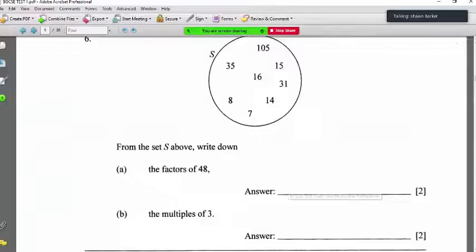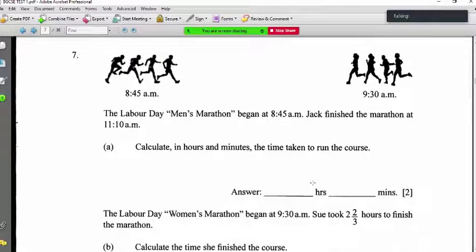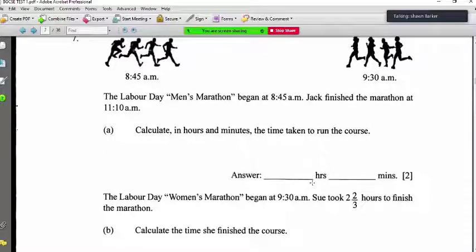Okay, so let's look at 7. So 7, you have to be careful on this one. Just make sure you read the information really carefully, because this can really trip you up if you're not careful. The Labor Day men's marathon began at 8:45 a.m. Jack finished the marathon at 11:10. Calculate in hours and minutes the time taken to run the course. So the way I would approach it, I would just approach it in terms of one unit at a time. So we want hours and minutes.